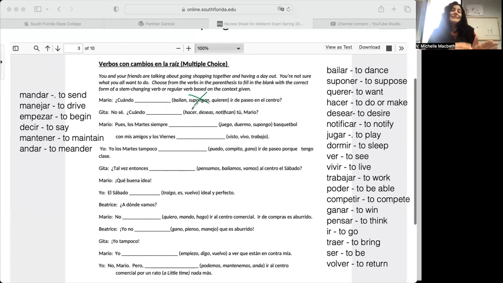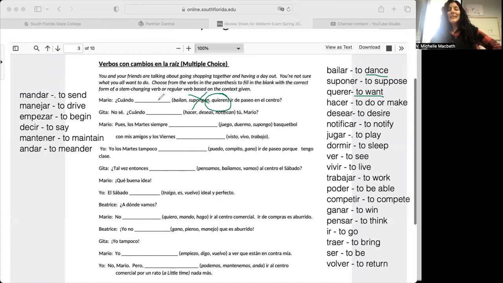So now let's see what bailar means. What does bailar mean? It means to dance. Or what does querer mean? It means to want. So if we think about this, going to the center, to downtown, would we dance, or would we want to go downtown? Probably, right? We're going to want to go downtown.